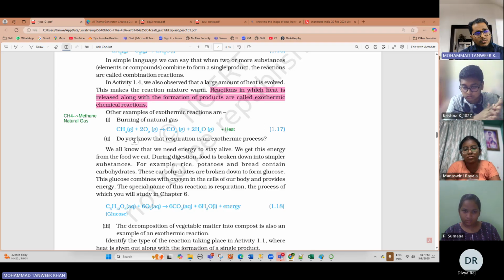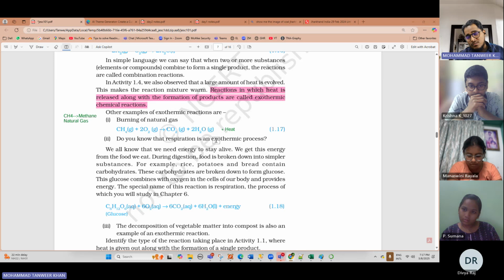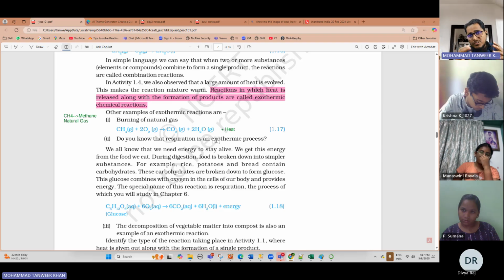Now, second point. Do you know that respiration is an exothermic process? Respiration is also an exothermic reaction because... Hold on, let me complete, and then I will ask you. Don't interrupt in between. So, respiration is also an exothermic reaction because it releases energy, right? That's why it is known as an exothermic reaction.